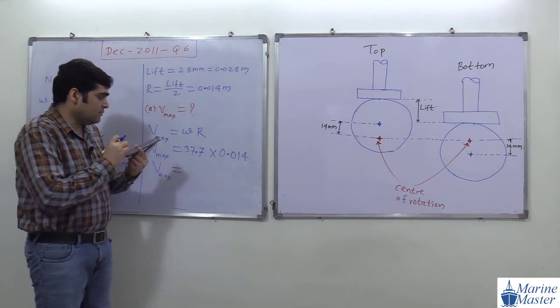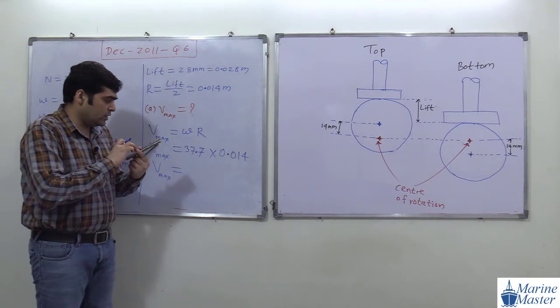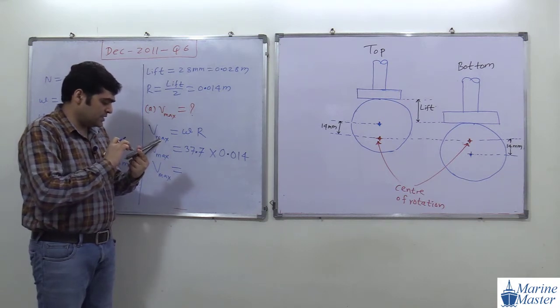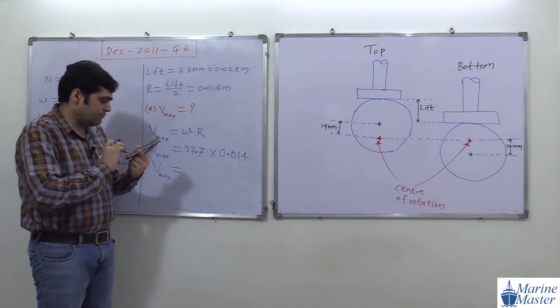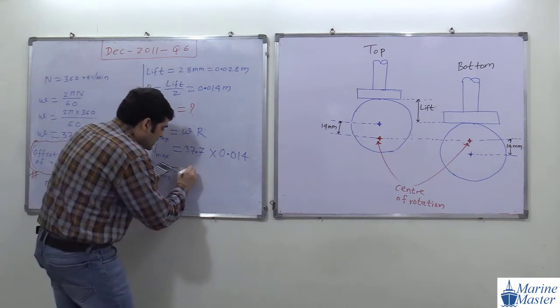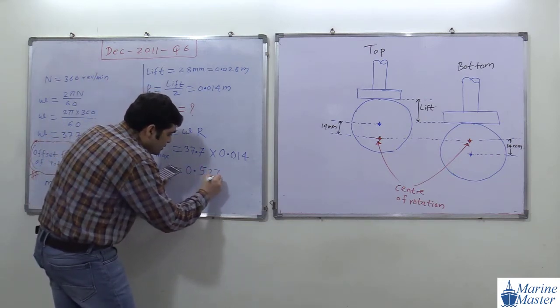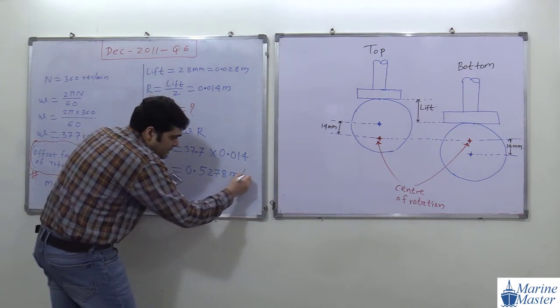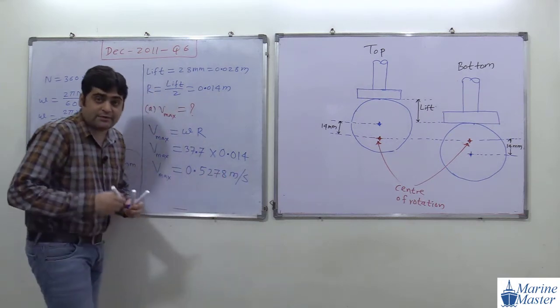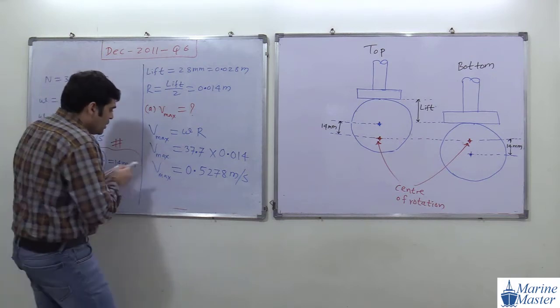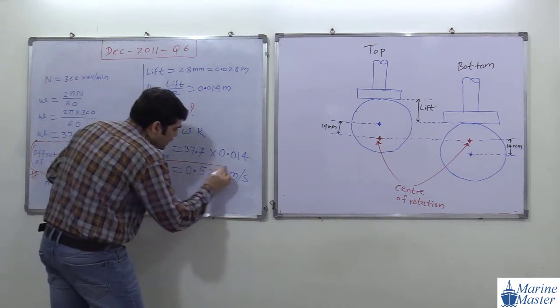Everyone please do the calculation with me. 37.7 into 0.014. How much value are we getting? 0.5278 meter per second. Velocity units. Units are very, very important in mechanics. So we got the value of maximum velocity.